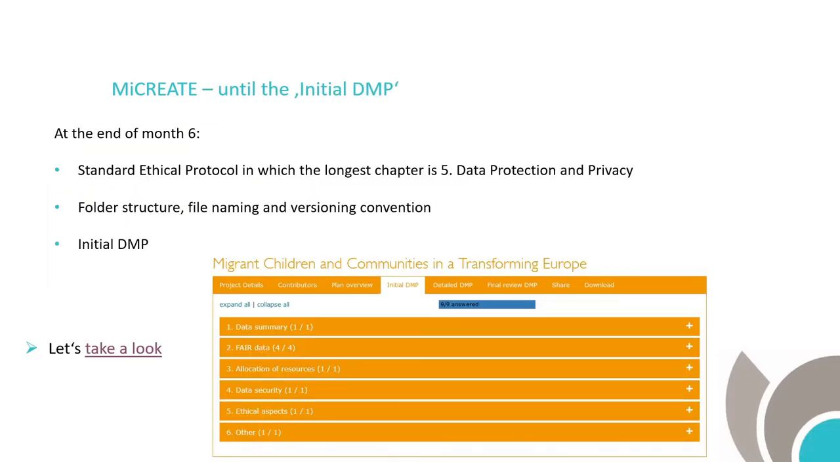Now, as said before, just to go back a little bit, at the end of month six, within our project, we had to have the initial data management plan ready, hand it over to the European Commission for inspection. Even before that, standard ethical protocol had to be done until the end of month three, and the largest chapter within standard ethical protocol is data protection and privacy. Again, work for the data management team. Also, we did something that's called folder structure, file naming and versioning convention. This sounds a bit strange, and I have to say that researchers were not really fond of it when I tried to persuade them to use this. By the end of the project, it grew more and more clear to them that this is really useful.